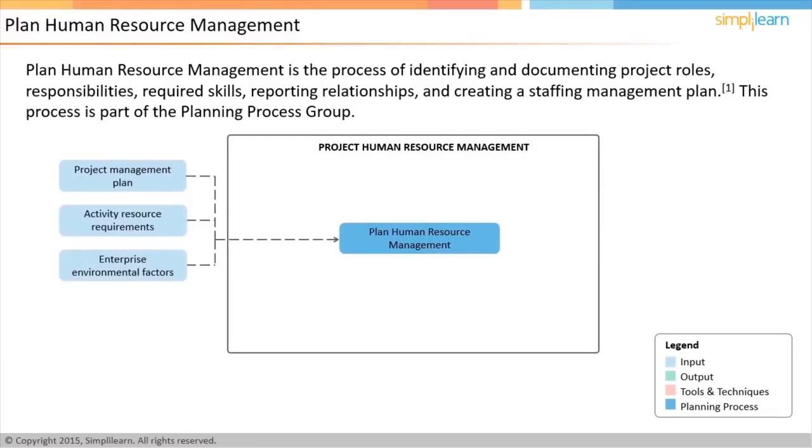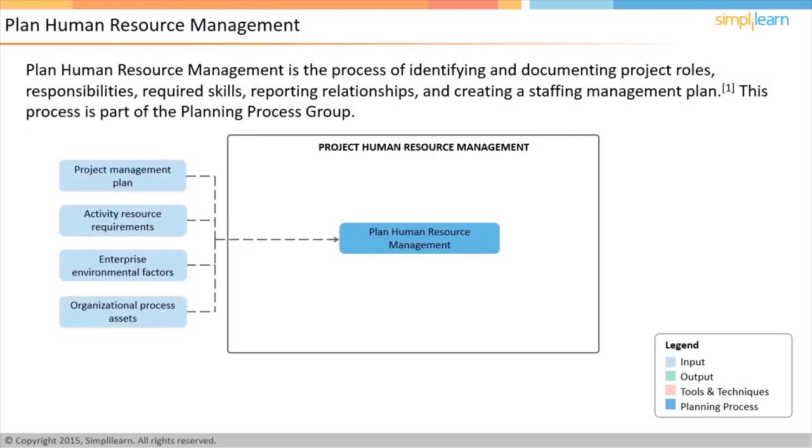For example, if the economy is booming and there are ample job opportunities for the team members, the reward and recognition system can keep the project team interested in the project. Organizational process asset is also an input to this process. An example of the organization process assets can be a template or a form to request a new resource.